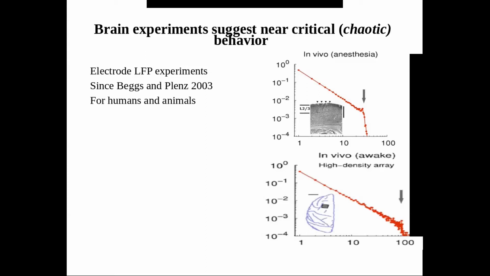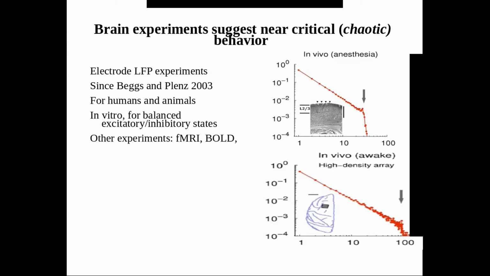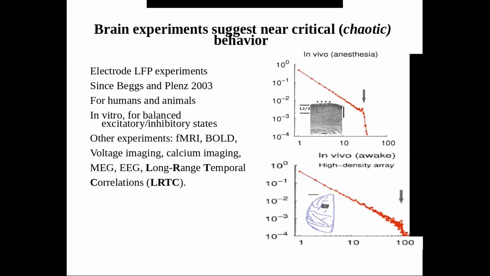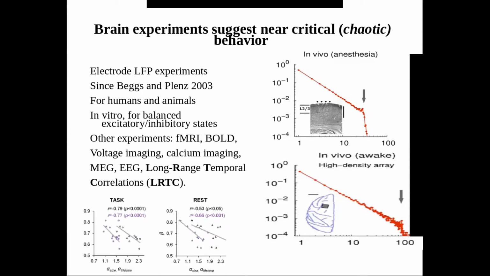It's hardly 2 decades. But these measurements were repeated in vitro for balanced excitatory and inhibitory states, and other experiments for fMRI, BOLD signals, voltage imaging, calcium imaging, MEG, EEG, and long-range temporal correlations, which means some behavioral autocorrelation measurements done by a Finnish group of Palva. And here I just show the results of the LRTC.